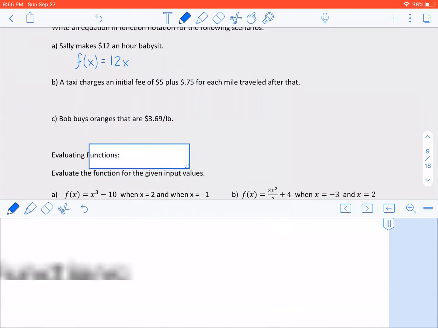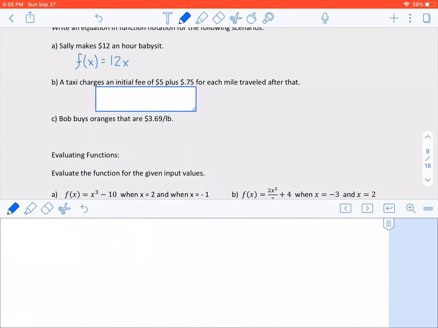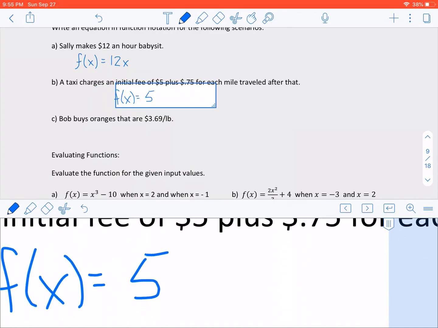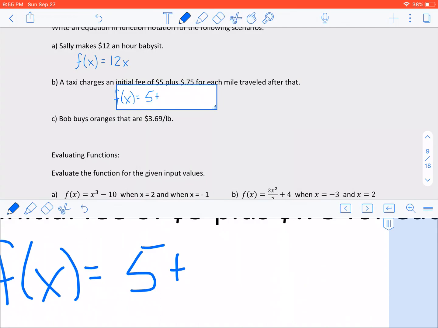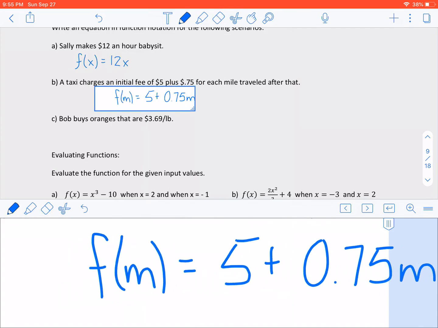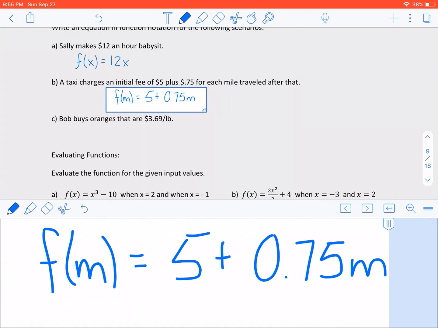All right. The taxi charges an initial fee of $5. So f of x equals $5 plus, so that's a plus sign, 75 cents for each mile. For each, for every, that is always multiplication. So plus 0.75 times the number of miles. And since we made it x, I'm actually going to change this to the function evaluated at m. So when I plug in something for m, I get 5 plus 0.75m.